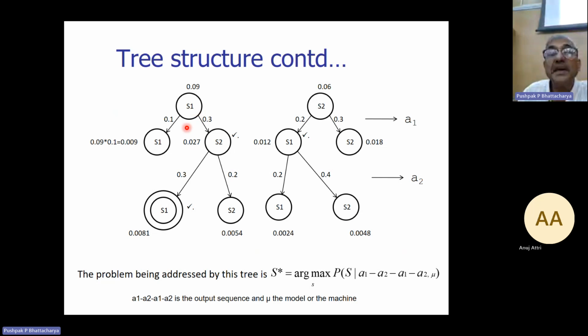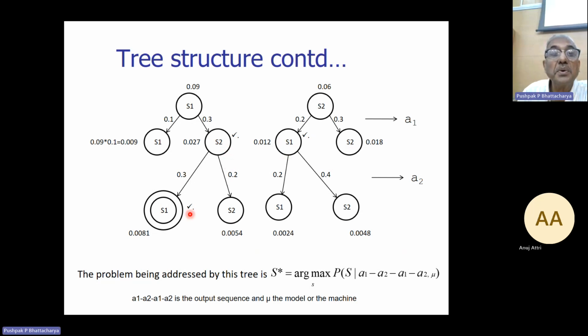Out of the two paths ending in S1, I will retain this path here. You can see the tick mark. And out of the two paths ending in S2, I'll retain this path, 0.027 and 0.018. The last observation is A2. So only these two nodes will be advanced. Other two paths are killed.